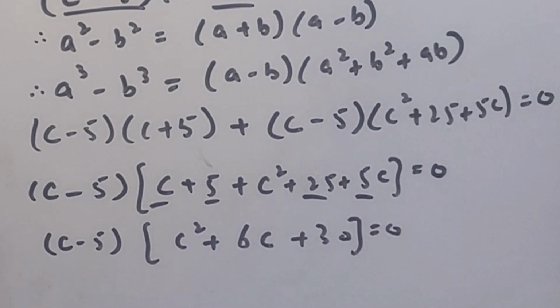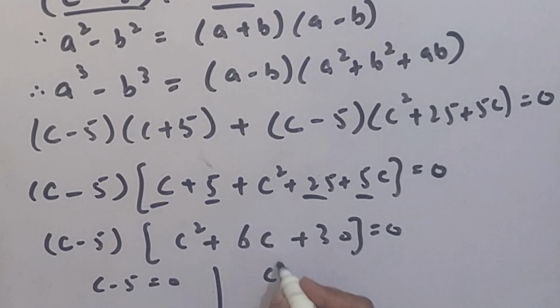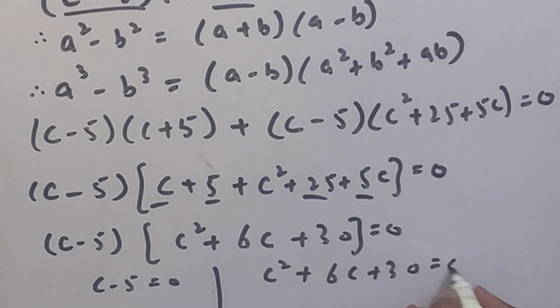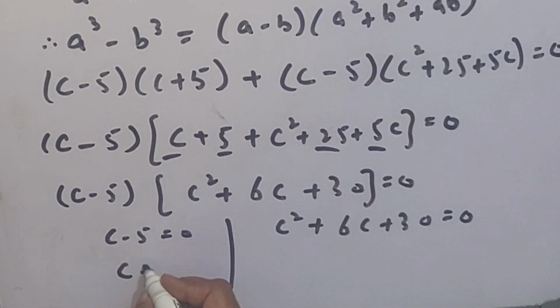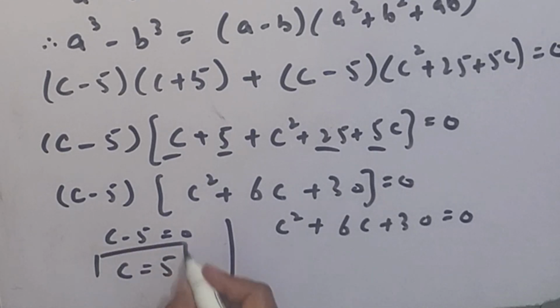Here we use the zero product identity, which implies c minus 5 is equal to 0, or c square plus 6 times c plus 30 is equal to 0. This implies c is equal to 5. This is one answer of c.